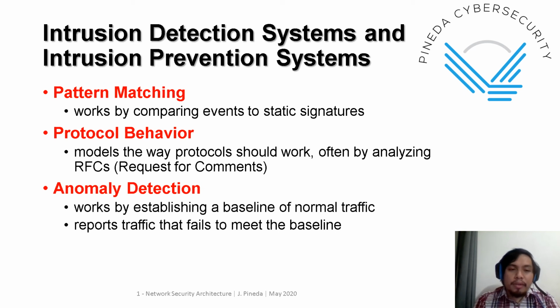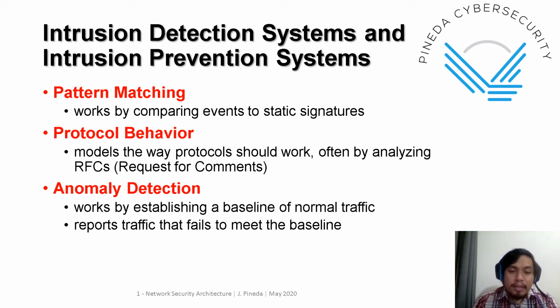So what are the features? Okay, so there's pattern matching. It works by comparing events to static signatures. So there's a signature base similar to anti-malware. Protocol behavior models the way a protocol should work, often by analyzing RFCs. So for example, if the normal behavior is SYN, SYN-ACK, ACK, that's the three-way handshake, and then the IDS detects a different behavior like SYN, SYN, so it doesn't complete the three-way handshake, it will flag it as a problem with the protocol behavior. Okay. And last would be anomaly detection.